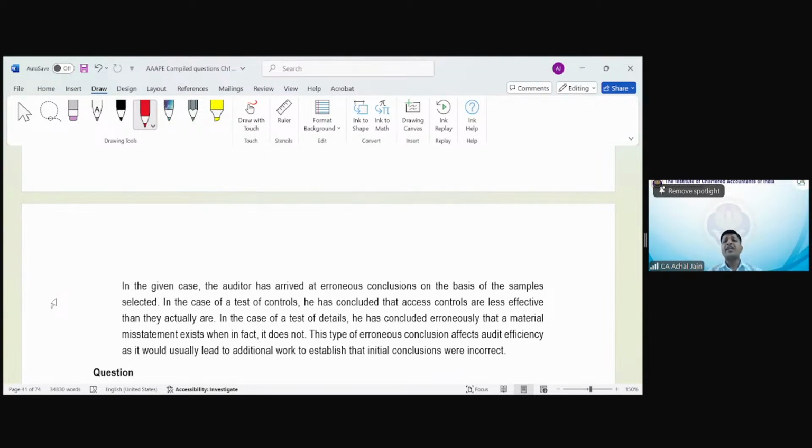In the case of testing of controls, he has concluded controls are less effective than they actually are. In the case of substantive testing, he has concluded erroneously that a material misstatement exists, which actually doesn't exist. This type of erroneous conclusion affects the efficiency and quality of the audit, as it would usually lead to additional work to establish that the initial conclusions were incorrect.